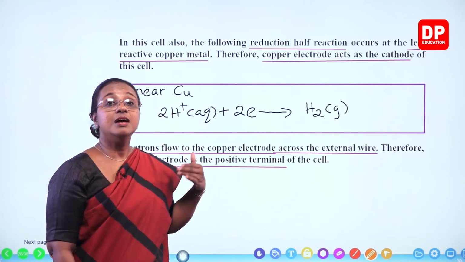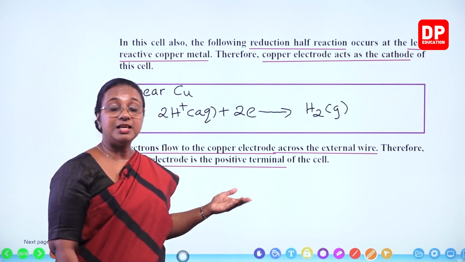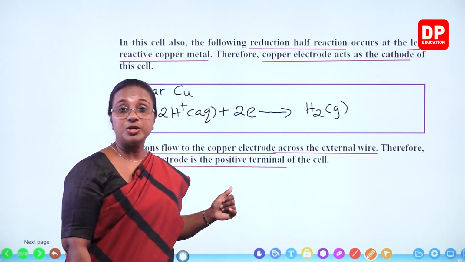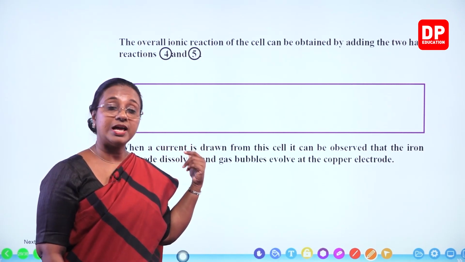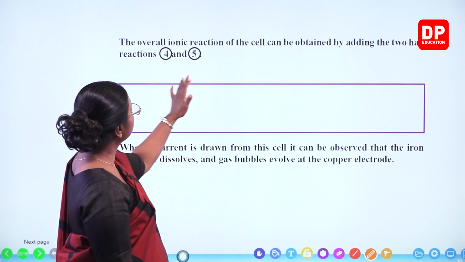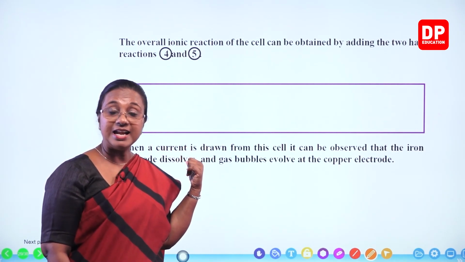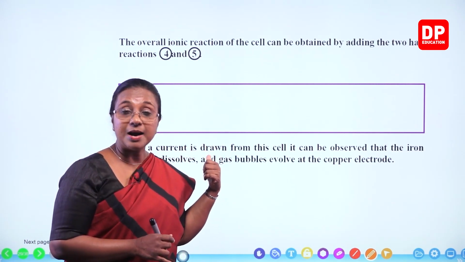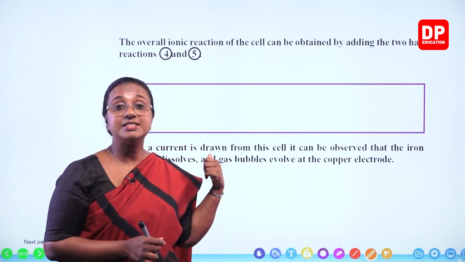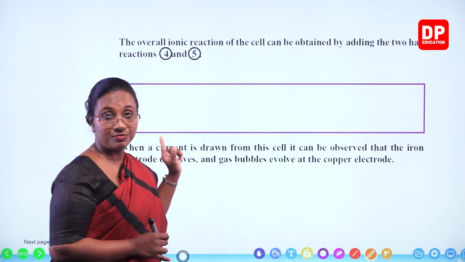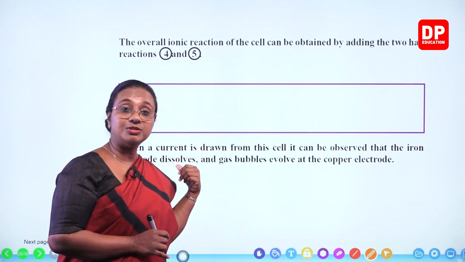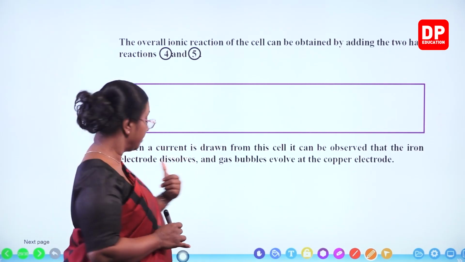Now we will look at the chemical equation, that is the electrochemical equation of the cell. I'll move on to the next slide. The overall ionic reaction of the cell can be obtained by adding the two half reactions 4 and 5. Now here, students, in the textbook, to avoid confusion, we are using different numbers. Since I had 1 and 2 in the previous chapter, I numbered the first reaction, the oxidation half reaction, as 3. But in the textbook, they have taken it as 4 and 5. So I'll go back to the slide and make it equation 4.